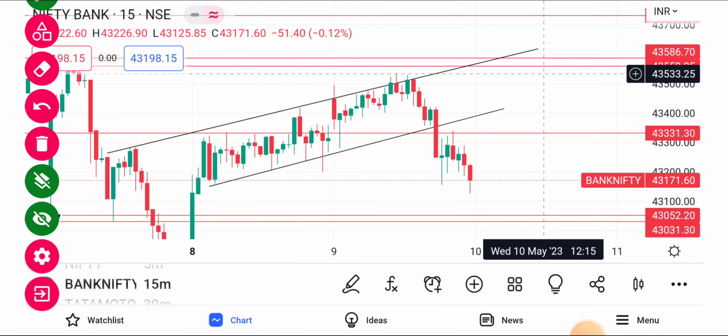Friends, I have displayed the 15 minutes time frame chart of Banknifty spot on the screen.